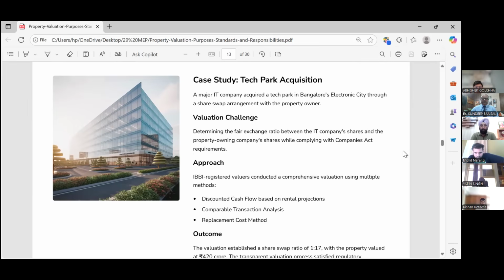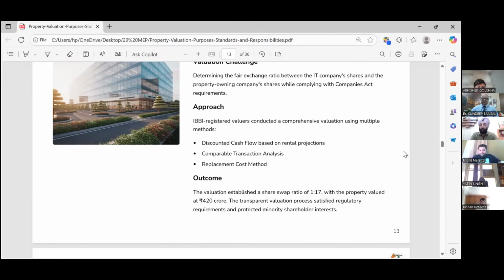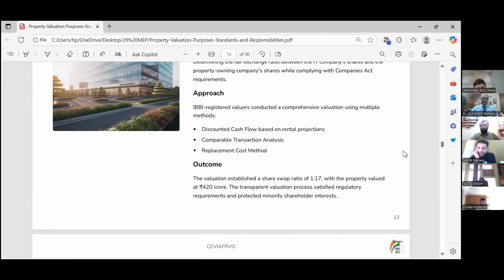So IBBI registered valuers conducted a comprehensive valuation using multiple methods: discounted cash flow based upon rental projections, comparable transaction analysis, and replacement cost analysis. So the valuation established a share swap ratio of 1:70 with the property valued at 420 crore. So this transparent valuation process satisfied the regulatory requirements and protected minority shareholders' interests.